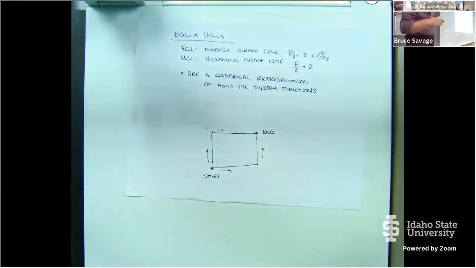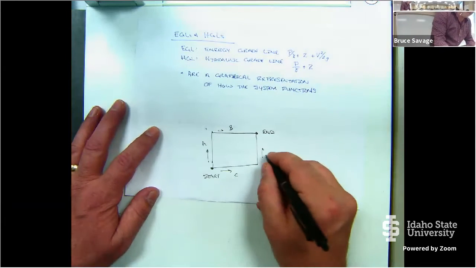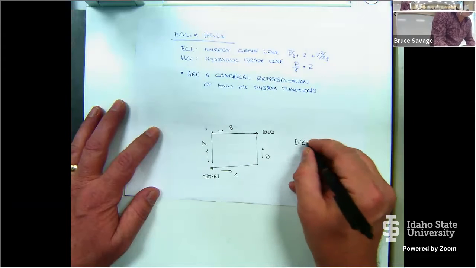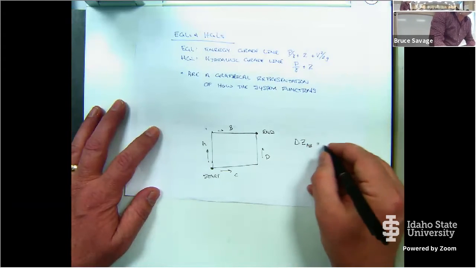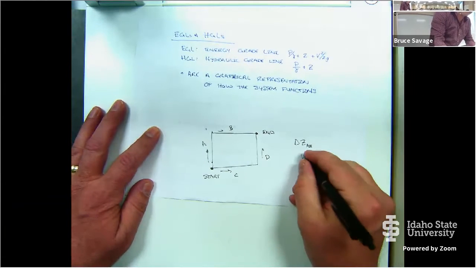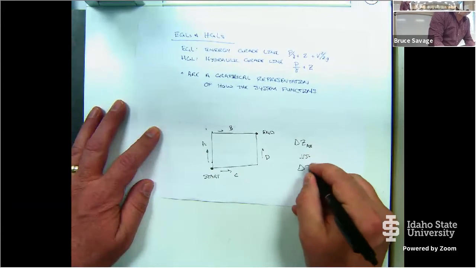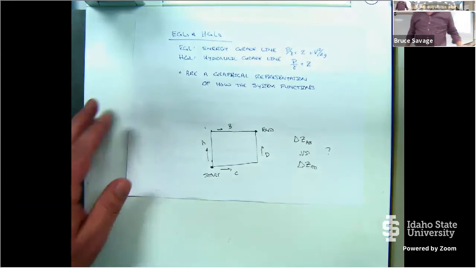And the question is, how is delta Z? So we said contour lines. We're going to correlate this to contour lines. So let's see, A, B, C, D. So the change in elevation along AB equals, or how does that compare? I want to know how that compares versus the delta elevation of CD. How do those two compare?